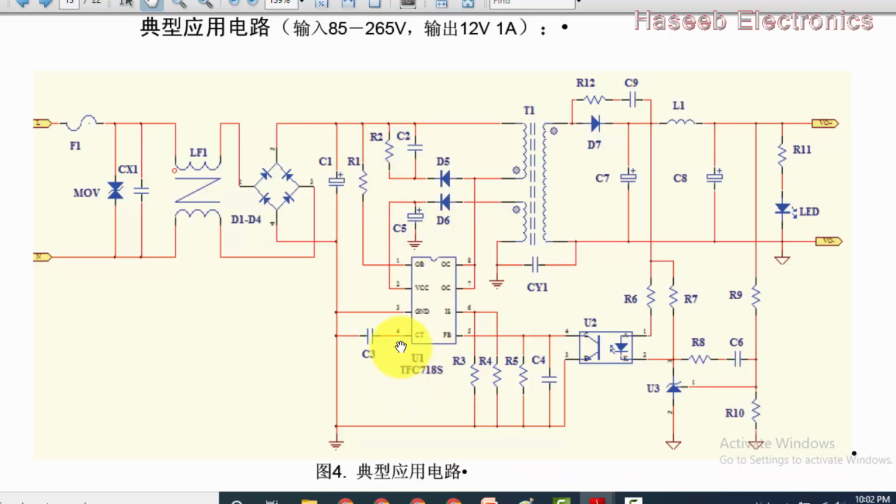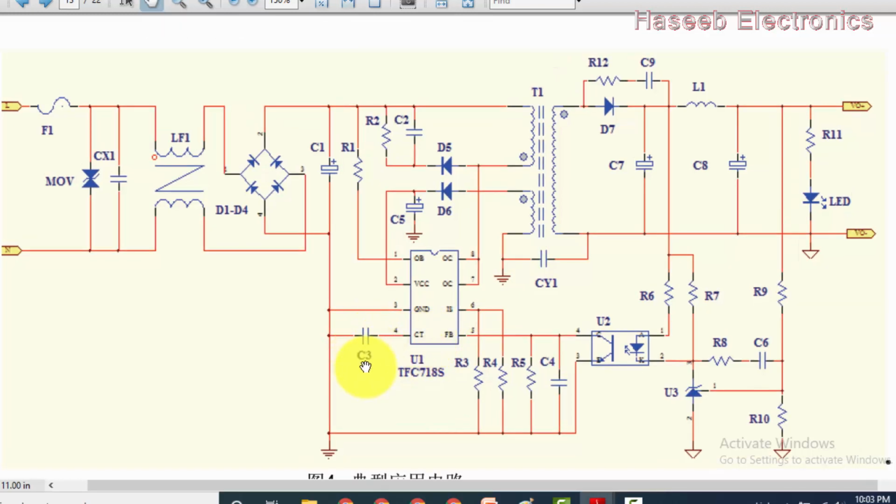This is the standard circuit. The capacitor at this point is responsible for switching frequency. Locate the capacitor at this point, pin number 4, that is CT. Locate this capacitor and calculate the value as we discussed in the formula. And here is the current sensor resistor. So we can check what is the amount of capacitor, and so we can determine the frequency, so we can drive this transformer for flyback operation.